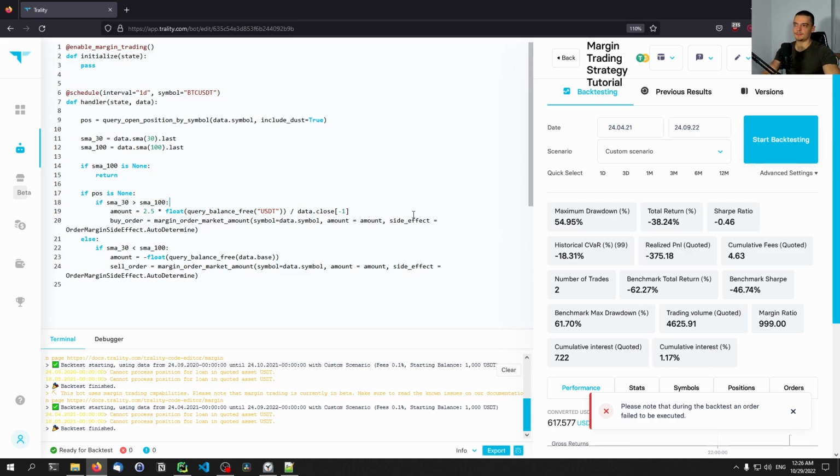Again, by using margin, by borrowing money, you're increasing your gains, but you're also increasing your loss. So if you don't use margin trading, you're going to make less money when you would make money, but you're going to also lose less money when you will lose money.